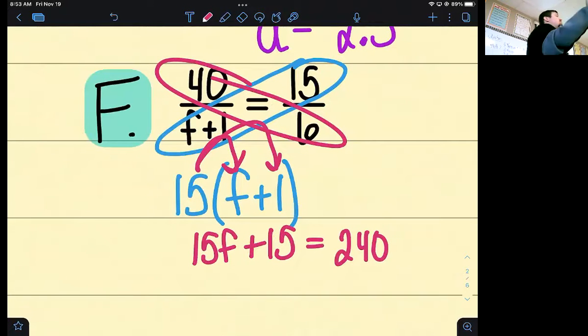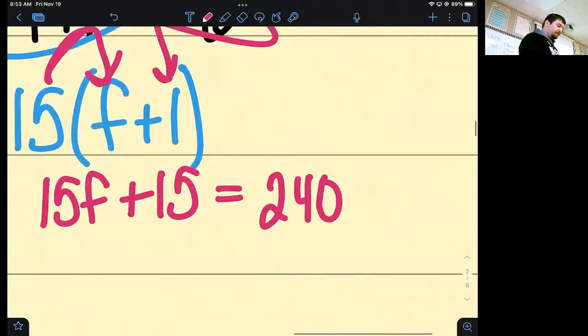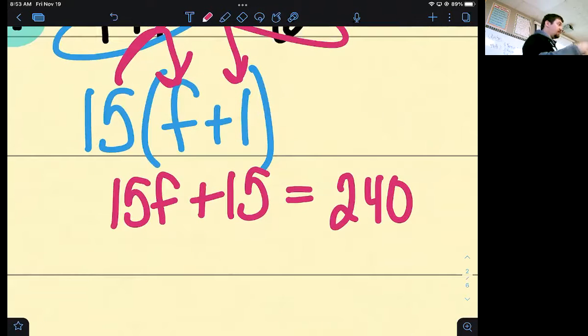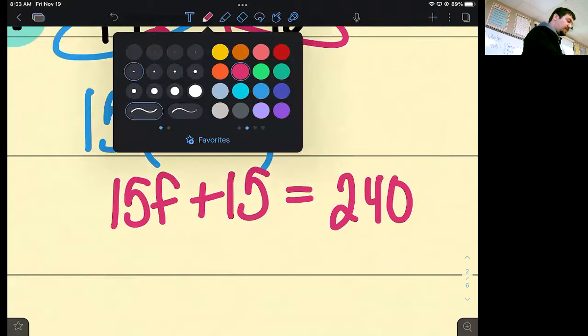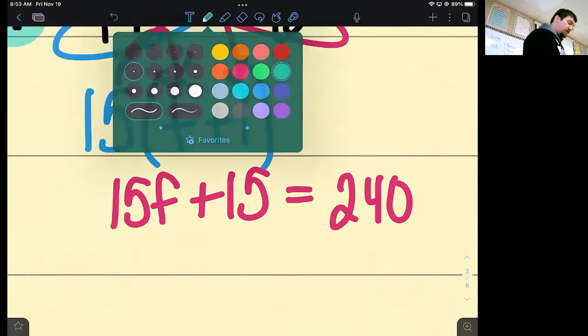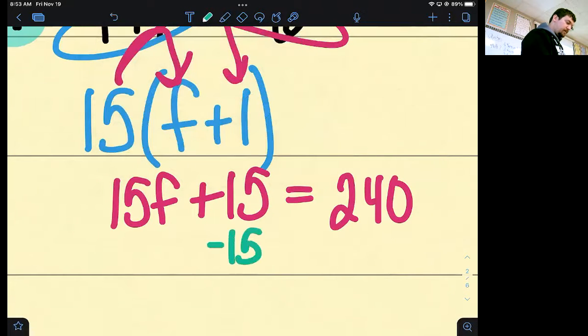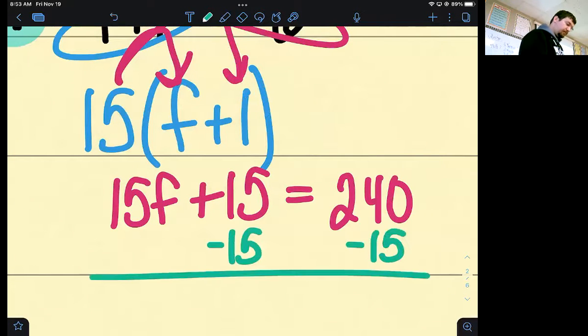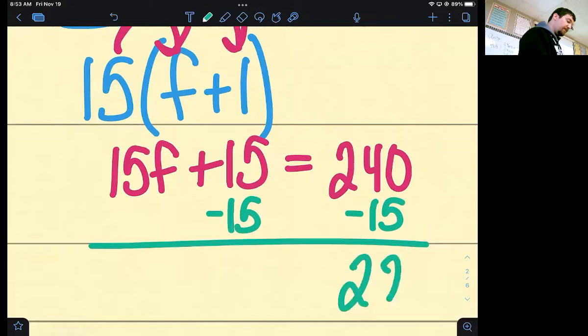So instead of getting a one-step equation like all the other ones, this one, because it's f plus 1, gives me a two-step equation. And we've solved these before. What's my cousin Eddie term? The 15 in the middle, right? The one that doesn't have an f. And so I subtract 15 from both sides. What's 240 minus 15? It is 225.